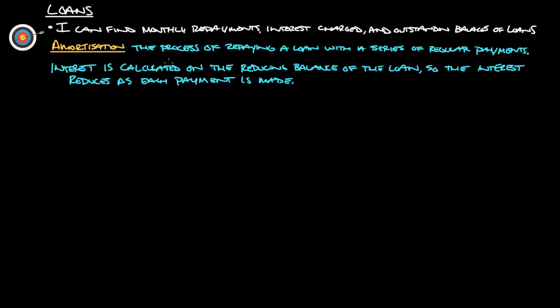This is the process of repaying a loan with a series of regular payments. Interest is calculated on the reducing balance of the loan, so the interest reduces as each payment is made. It's basically an amortization table. You'll see that whenever you're doing a car loan usually, and certainly when you see a house loan.